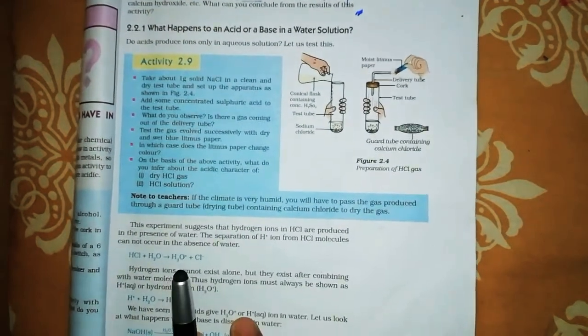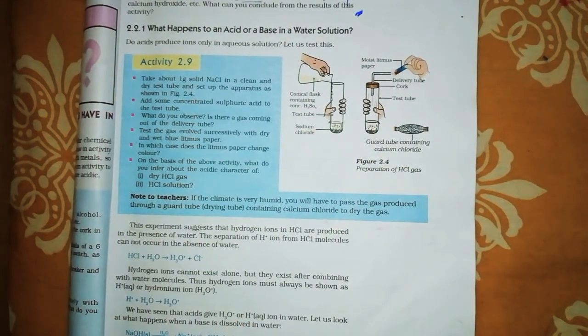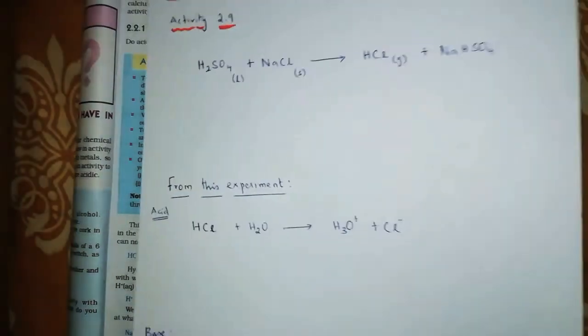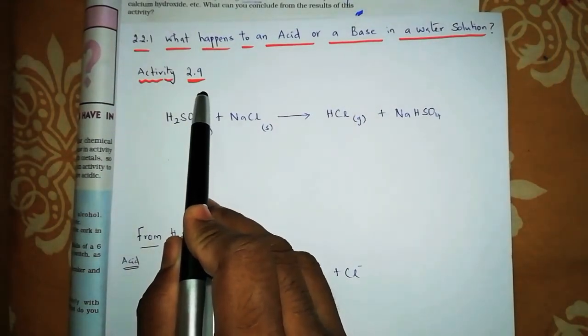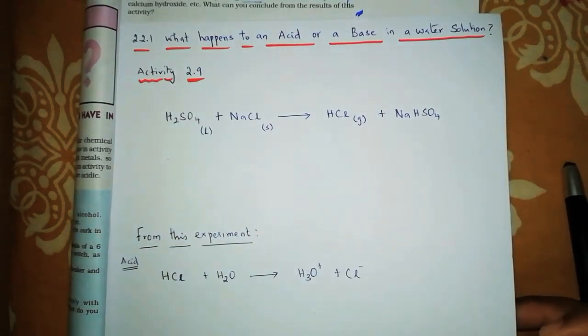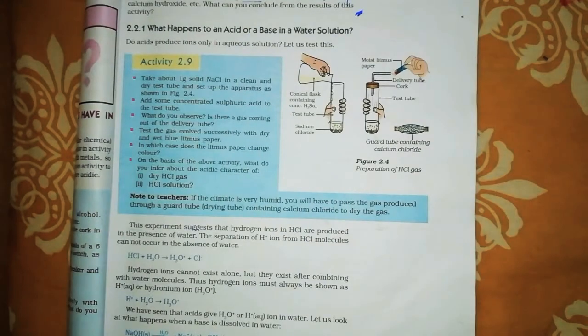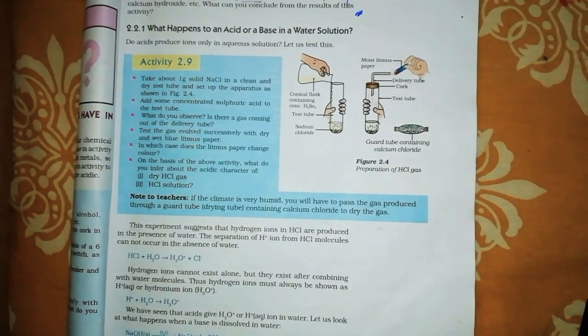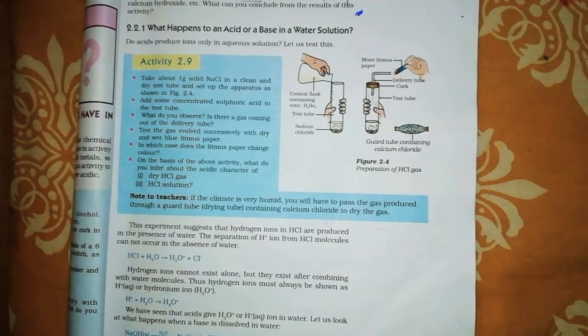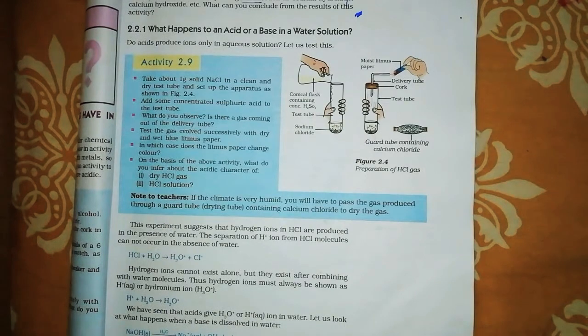Okay, let's start a new topic. What happens to an acid or a base in a water solution? To learn this, we are going to see an activity. Activity 2.9, which is given in your book. First let's see the activity and then come back. I want everyone to take a book, turn to page 23 and read the activity properly. If you read the activity, you can understand most of this topic clearly.